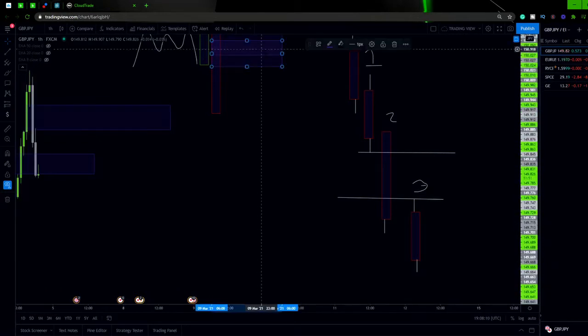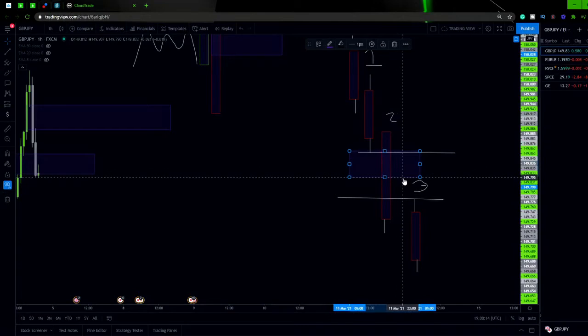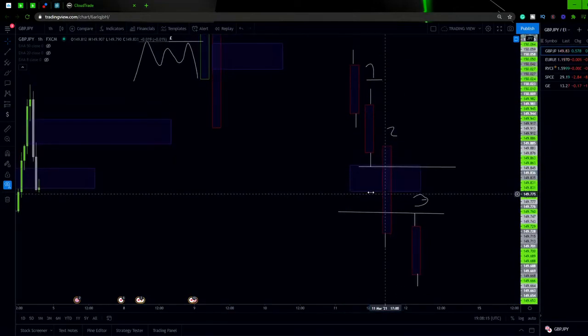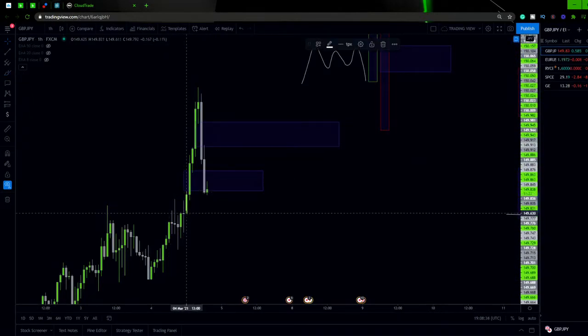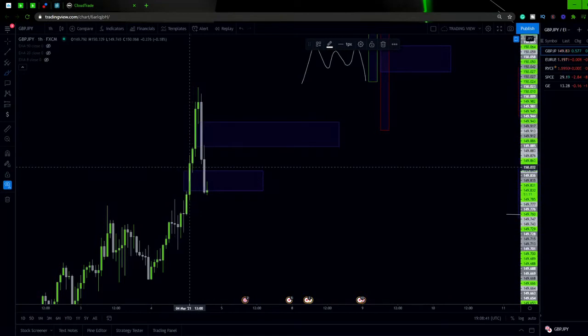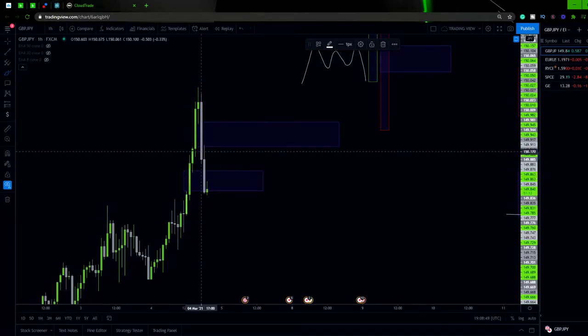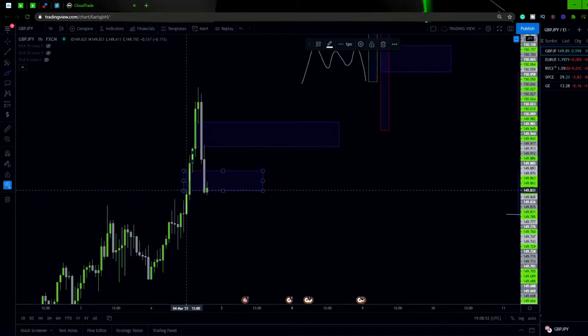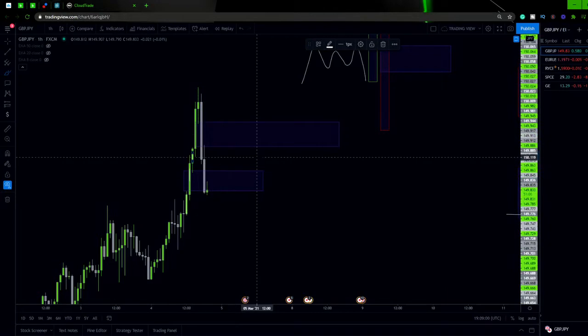So just to clarify, this area in between our two wicks is going to be our area of imbalance. If this is our first candle, this is our second candle, and this is our third candle, and we draw from this wick to this wick, where does price come to? We come down to the start of this imbalance and then we respect it. We start to push up. Very similar situation to here.